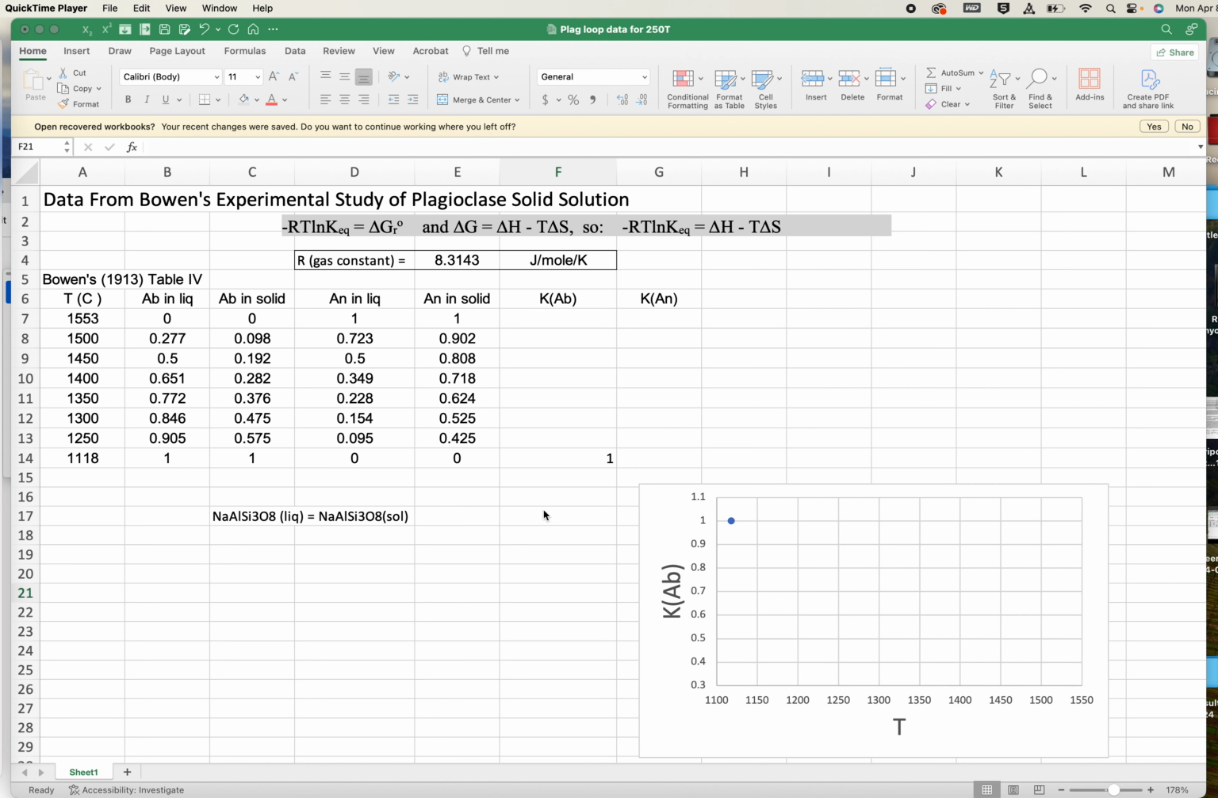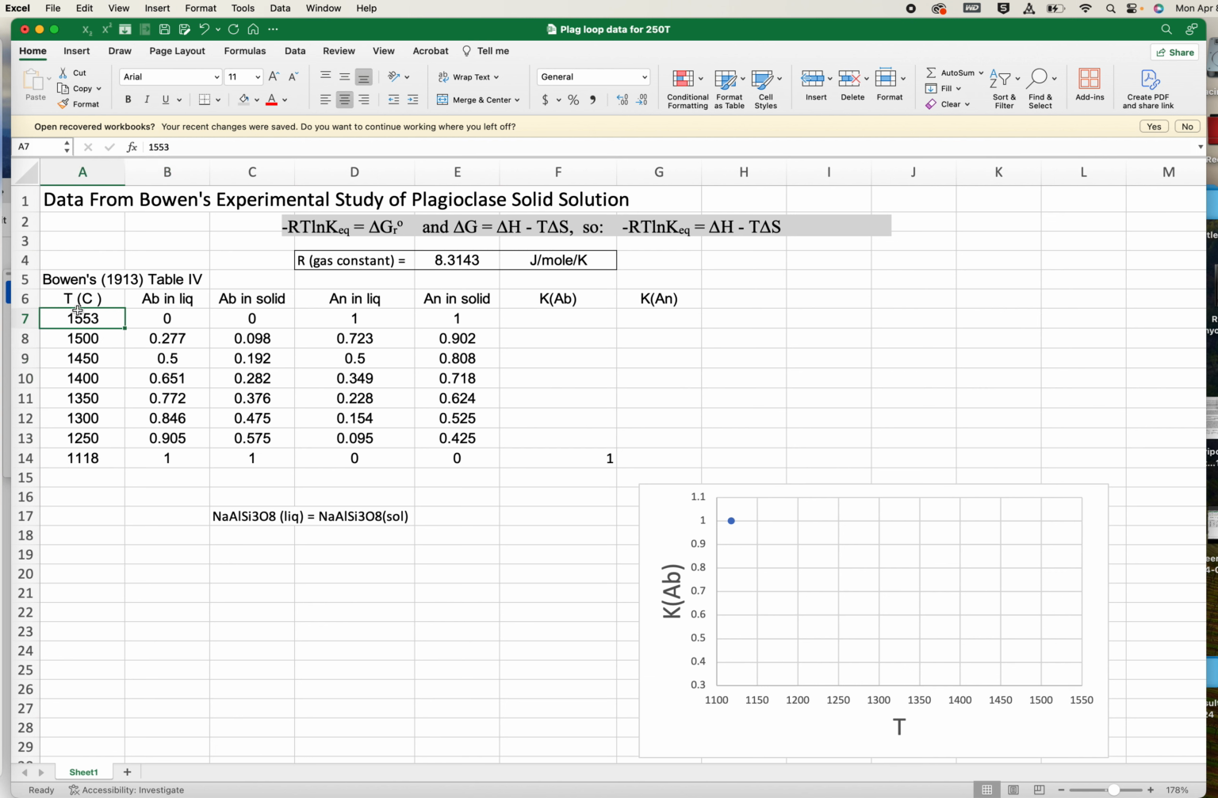Hi everybody, in this video we're going to take a look at modeling some data from Norman Bowen's 1913 study of plagioclase solid solution. These are a series of experiments that were conducted at a range of temperatures that are shown over here in this column, and he used as starting materials a single plagioclase feldspar that he would melt, or a single plagioclase liquid composition that he would crystallize, but varying in composition between pure anorthite here at 1553.